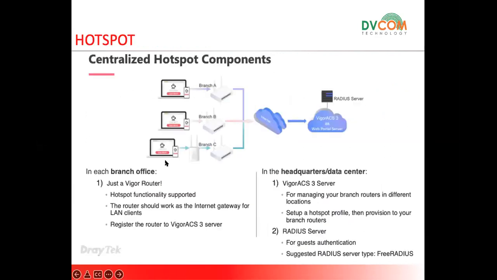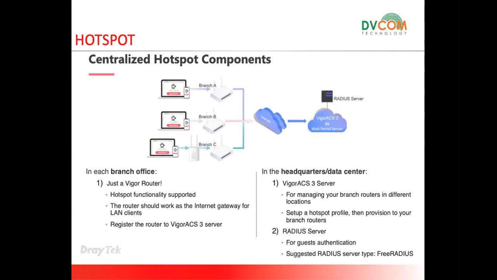If you see here, centralized hotspot, the Vigor router hotspot functionality is supported. The router should work as an internet gateway for the LAN clients and register the router to the VigorACS 3 server. And if you see here, in each and every branch we keep one Vigor router, which connects directly to the internet. It provides the hotspot services, and all the users register to the centralized VigorACS 3. From there, you can have complete information.